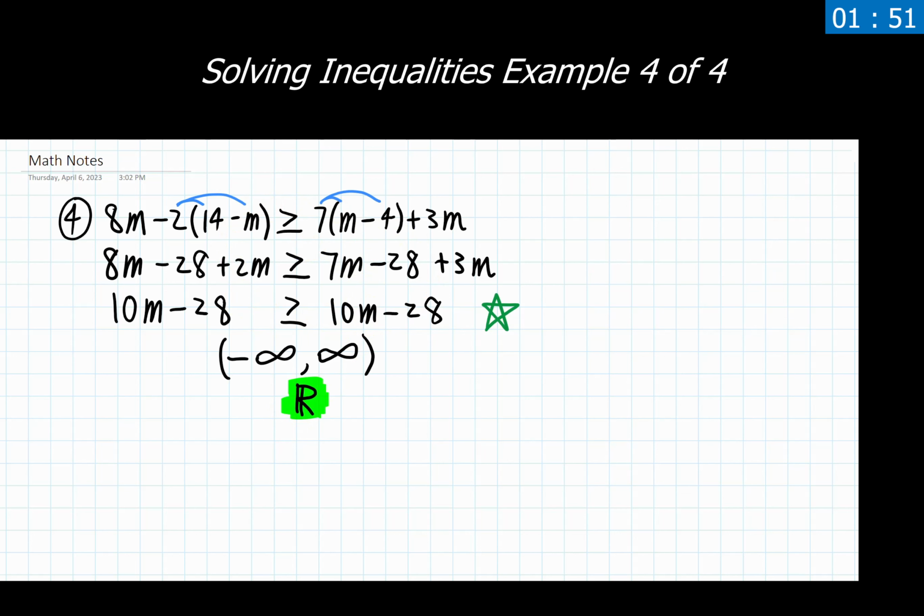Now, the one thing that I do want to highlight as well is the possibility of maybe we get to the same place, but we have something slightly different here. So I have this step start. I'm going to rewrite it with one slight variation. So let's say we have 10m minus 28. Oops, let me make that 8 a little bit better. Greater than 10m minus 28.